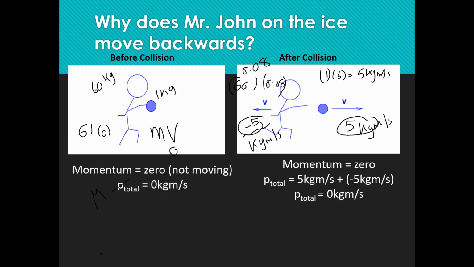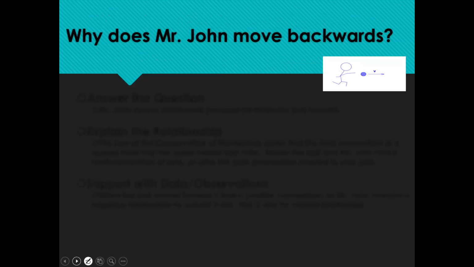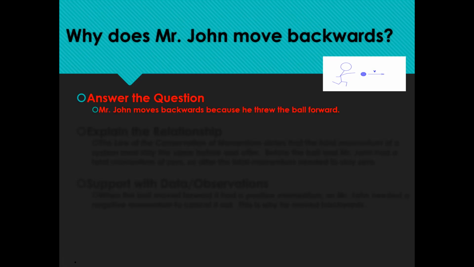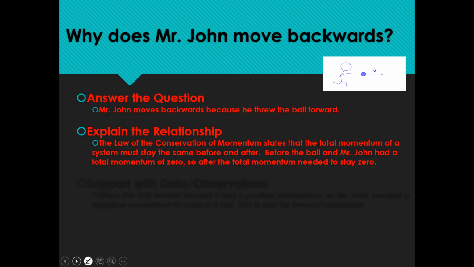Okay, now let's continue. Now let's see the explanation. Why does Mr. John move backwards? Mr. John moves backward because he threw the ball forward. Explain the relationship. The law of the conservation of momentum states that the total momentum of a system must stay the same before and after. Before, the ball and Mr. John had a total momentum of 0.